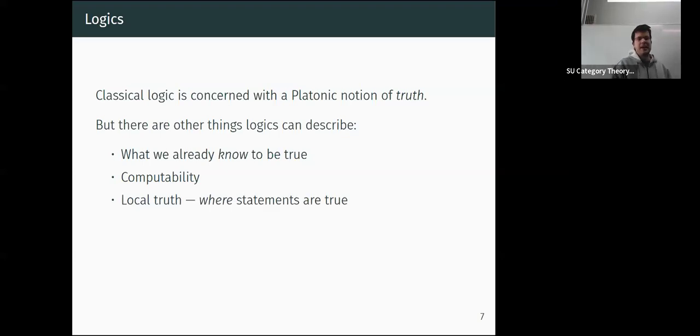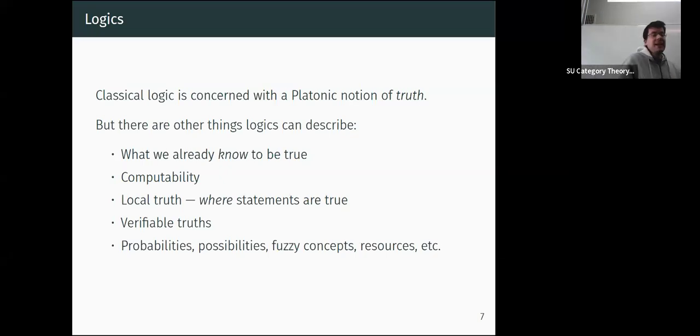Or we might want to talk about a notion of local truth. So maybe our propositions can vary according to where you are in a certain space, and the truth values will tell you where something is true. It might be true in some places, but not other places. Or what we've been speaking about for this talk so far, verifiable truths, where you aren't talking about just an arbitrary notion of truth, but you want everything to be verifiable. Or you could be talking about probabilities, or possibilities, or fuzzy concepts, or resources. All of these have logics. Okay.